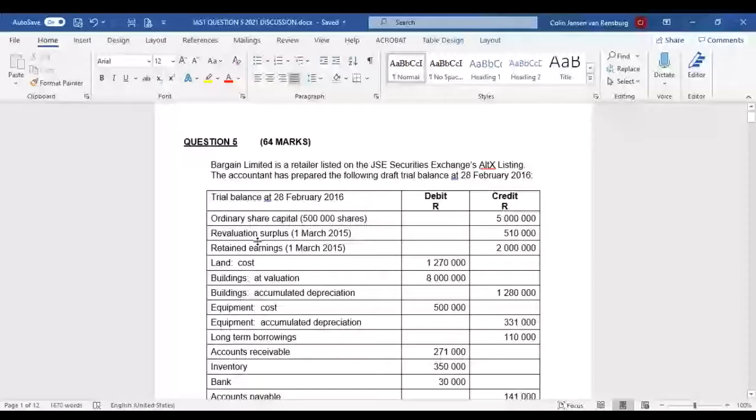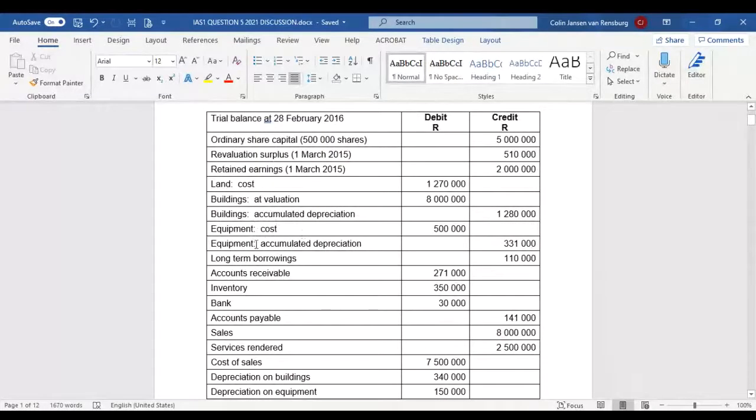When we get towards the bottom, I'm going to ask you a few questions. So here we see we've got ordinary share capital, we've got a revaluation surplus, retained earnings. So all of that is part of our equity, right? Then we've got land at cost, buildings at valuation, buildings accumulated depreciation, equipment at cost, equipment accumulated depreciation. So that clearly all has to do with our non-current assets. Then we've got long-term borrowing, so that is a non-current liability.